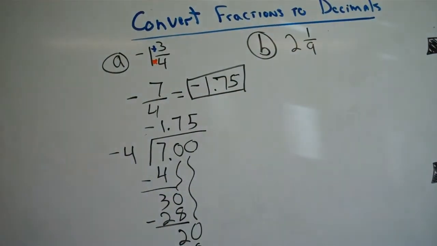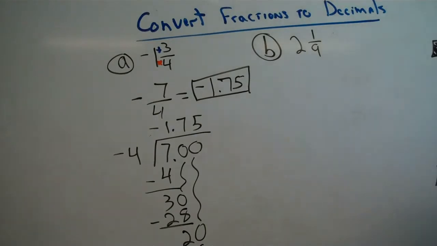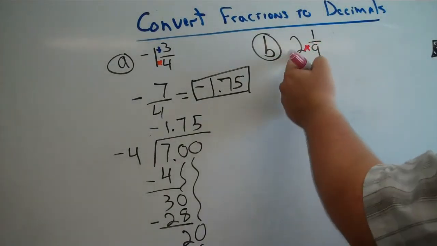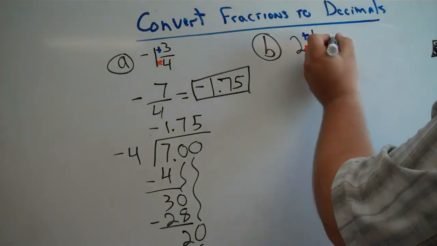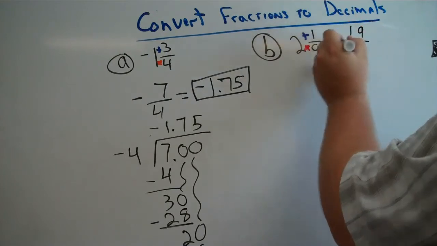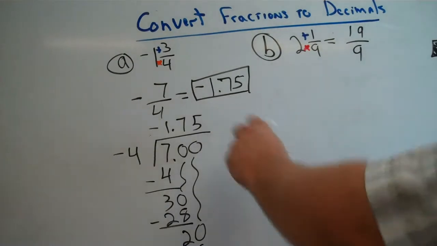For letter B, we're going to do a similar process as we did in letter A. So first we're going to multiply the 9 times the 2. This tells us how many ninths we're going to get out of these 2 wholes. That gives us 18. We're going to add that to our 1/9 that we already had. So 9 times 2 is 18, plus the 1 is 19. So this will convert to 19/9.